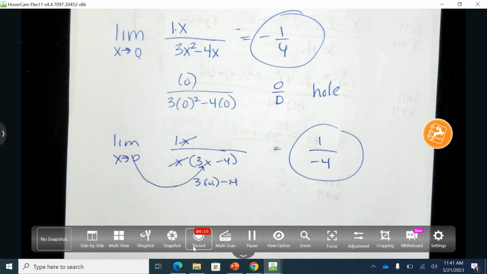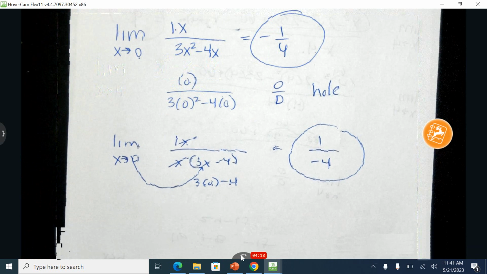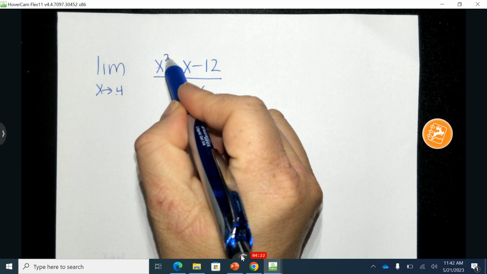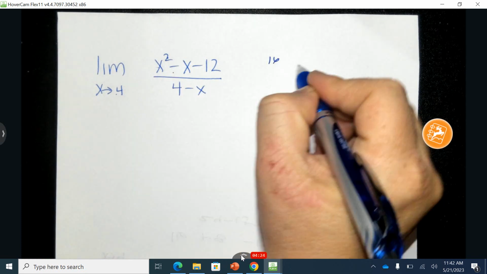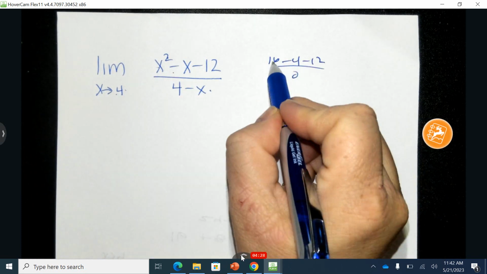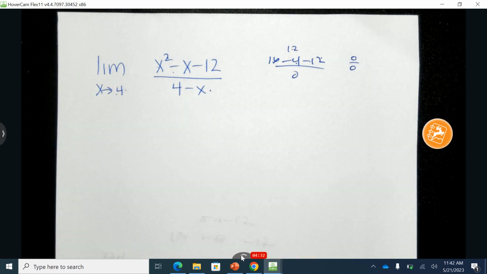Let's look at number 3. Again, to evaluate without using a graphing device, I'm going to substitute in 4. 4 squared is 16, minus 4 minus 12. 4 minus 4 is 0. 16 minus 4 is 12. 12 minus 12, I have 0 over 0. Again, I have a hole in the graph. I have to find a way to factor.